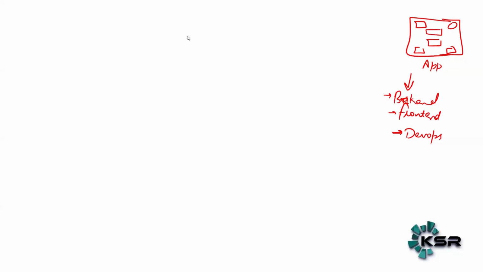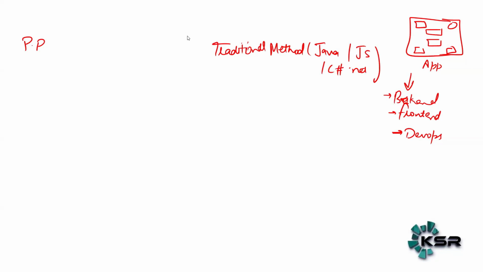Yeah. So now let me create. We will be creating with Power Platform, and we will be creating with the traditional method. It can be a Java application, or any other application, suppose a JavaScript application or a C# .NET application. Okay, so now you guys will tell me what you think. This is the Power Platform method.